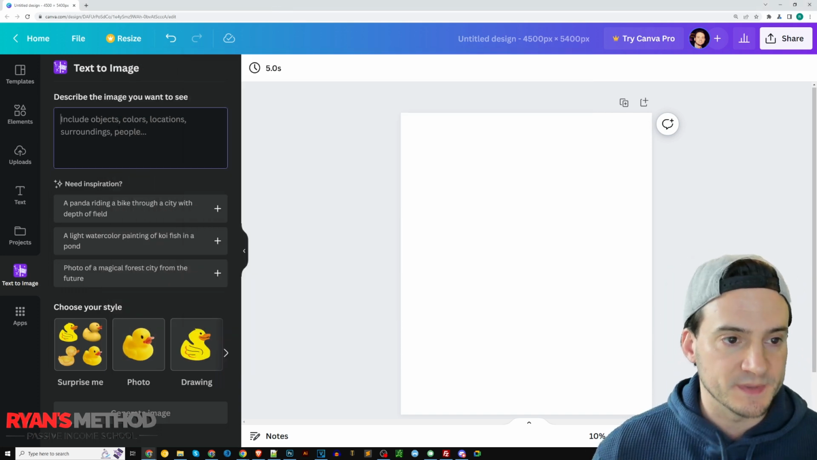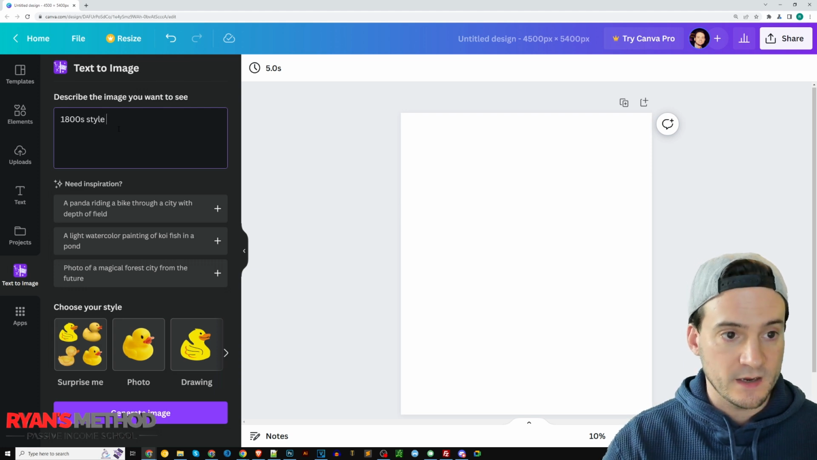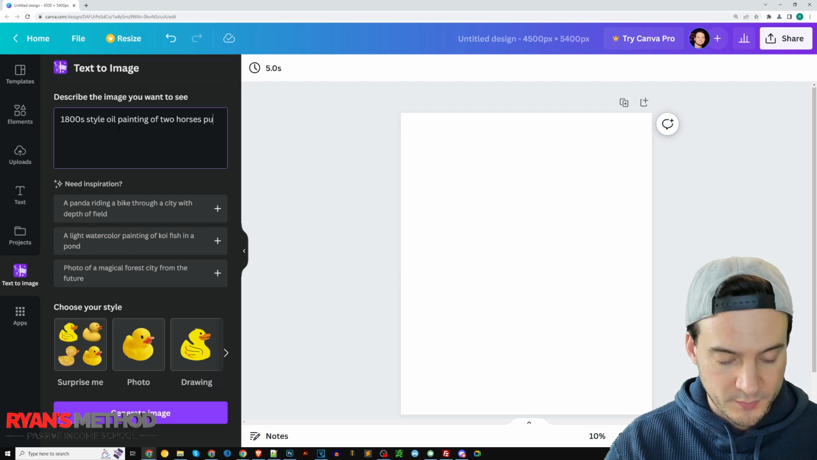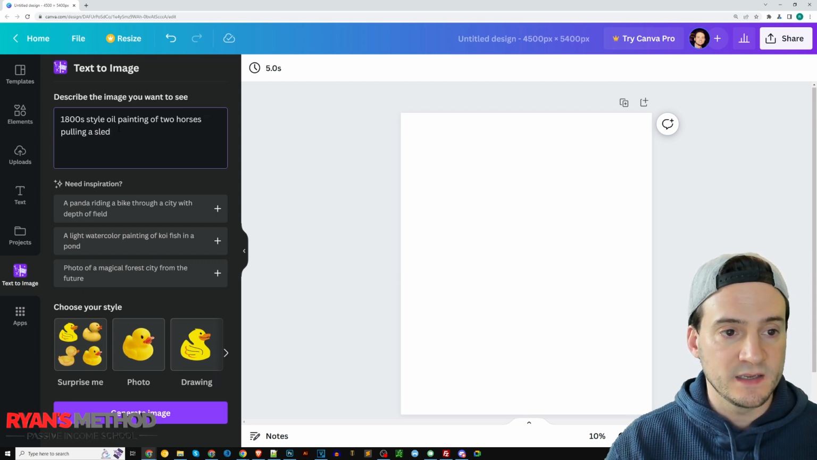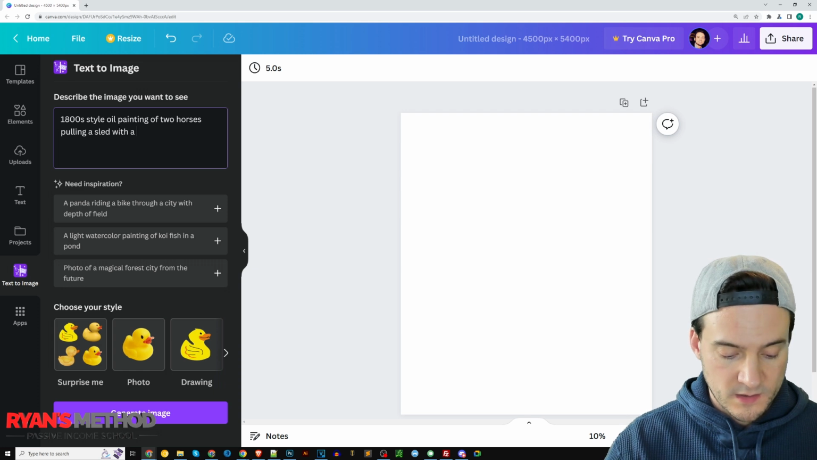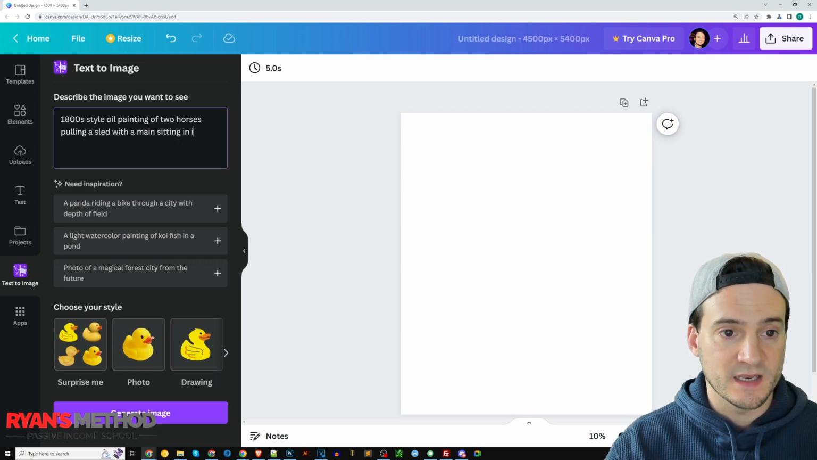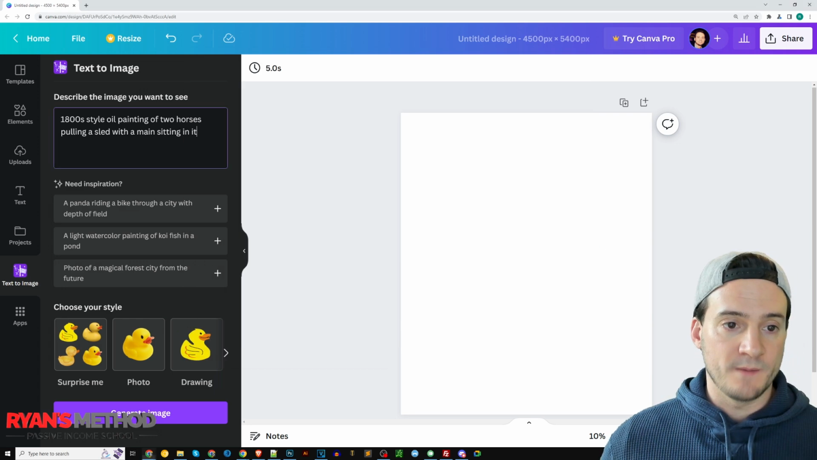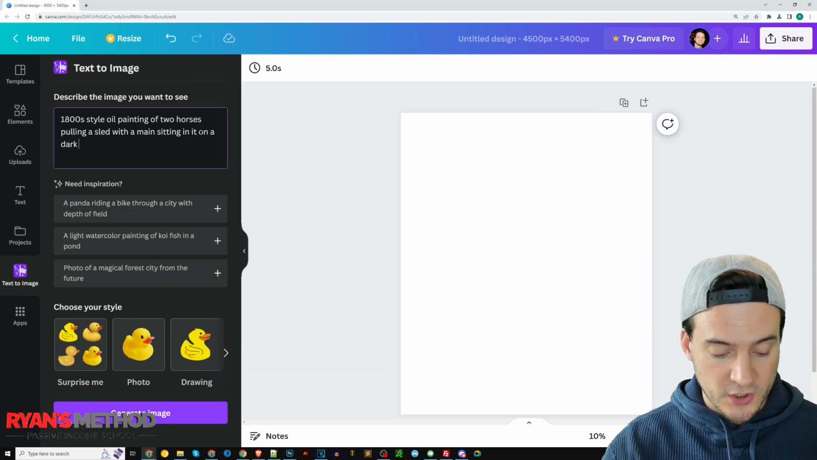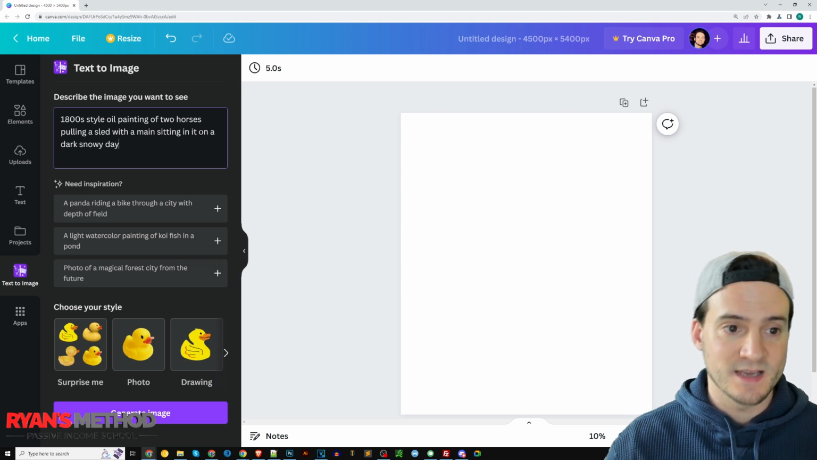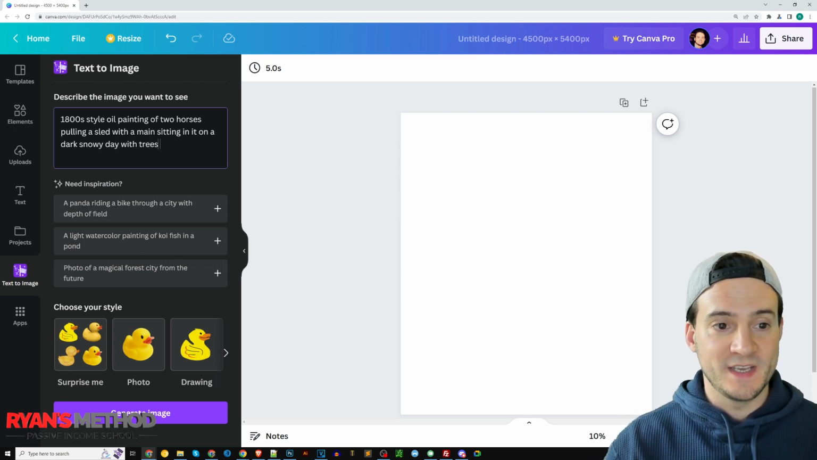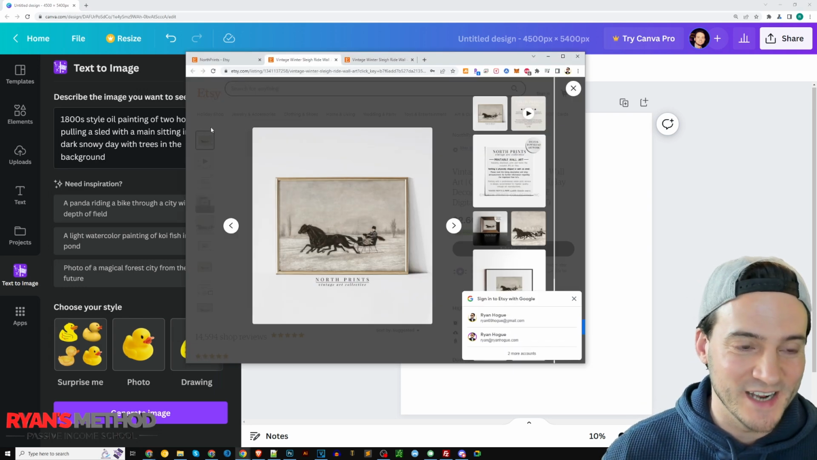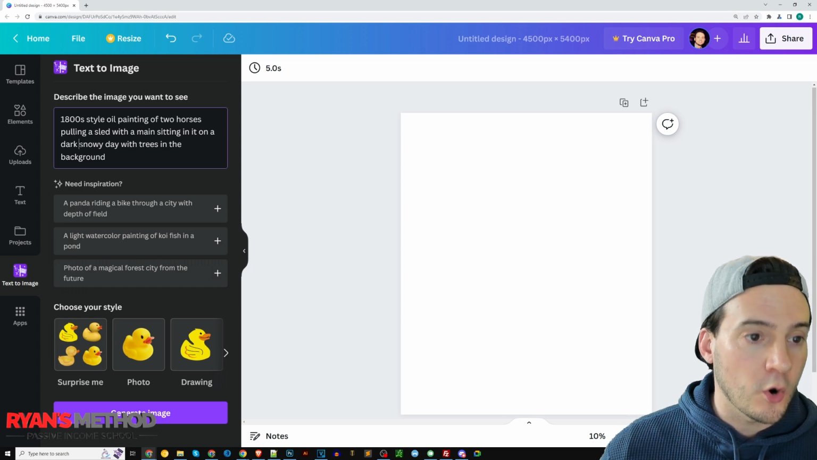So let's just say 1800 style painting. I think you can get really specific. So let's just say 1800 style oil painting of 2 horses pulling a sled with a man sitting in it. All right, that's pretty specific, would you say? On a dark, snowy day with trees in the background. All right, how much more specific can we get? I think that's pretty good, right? On a dark, cold, snowy day.